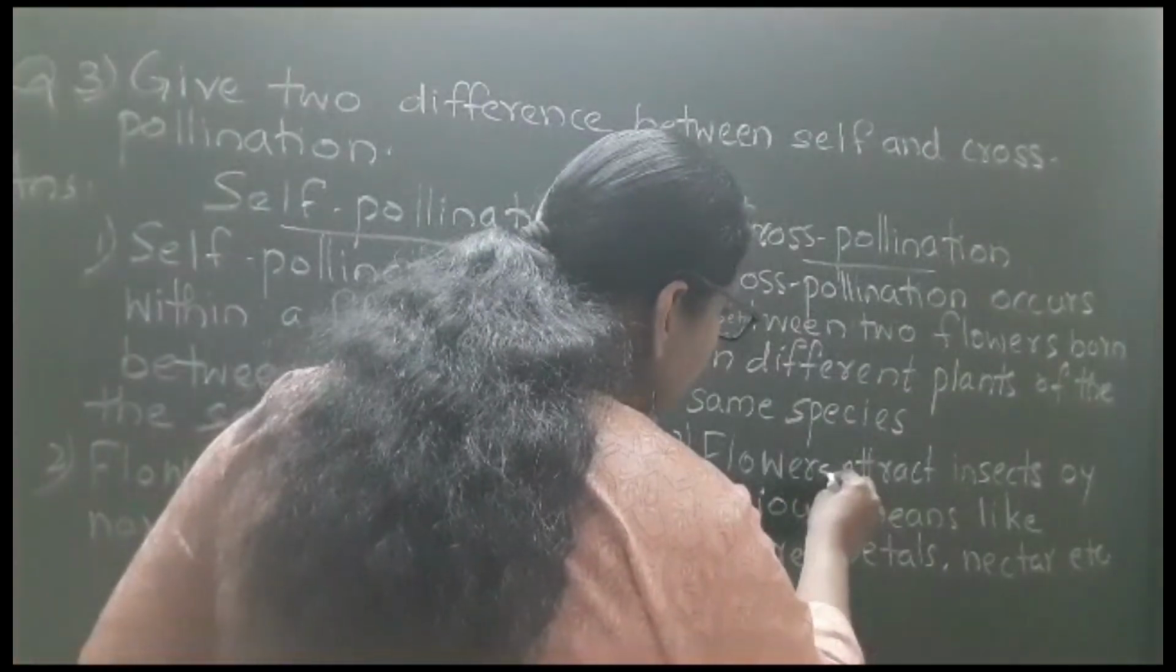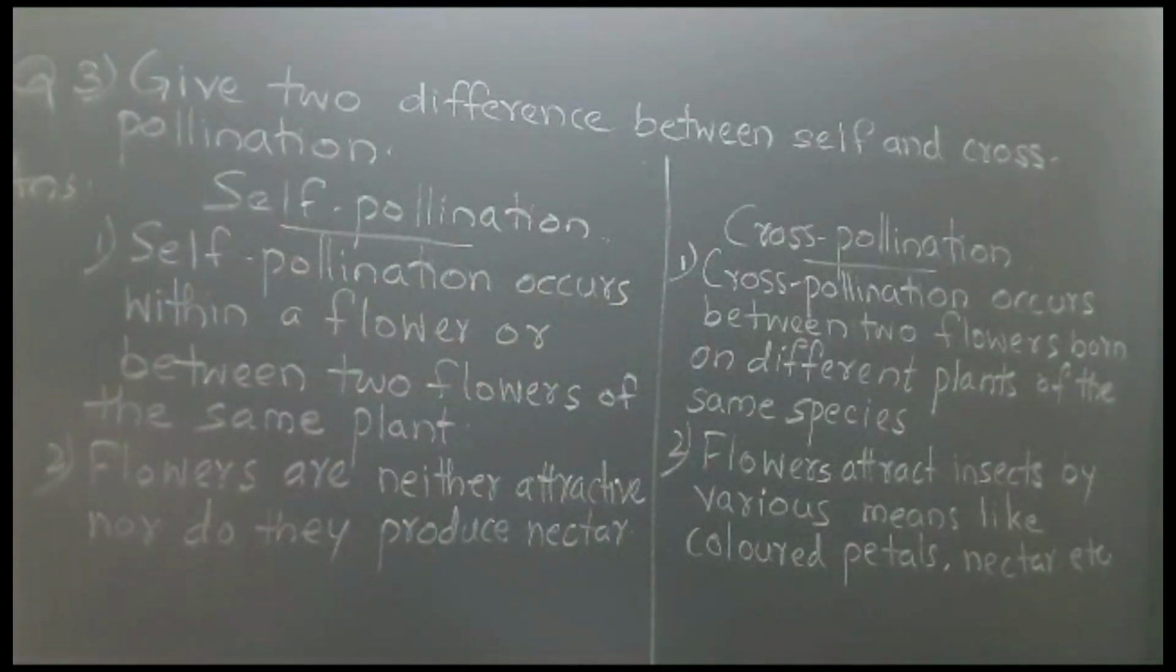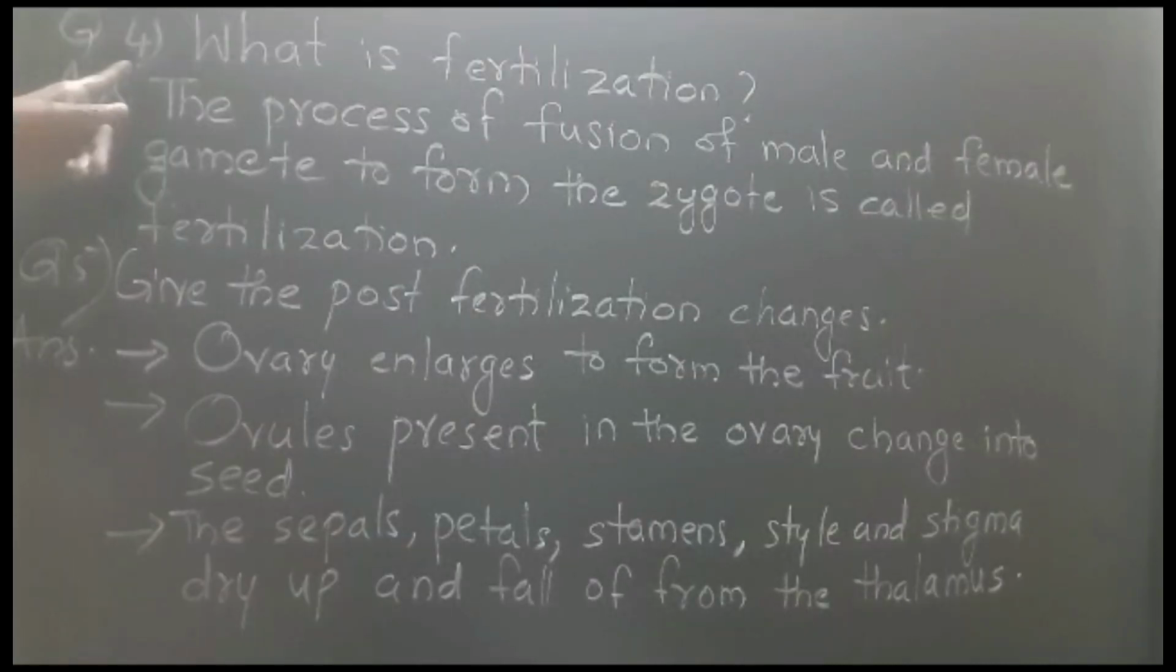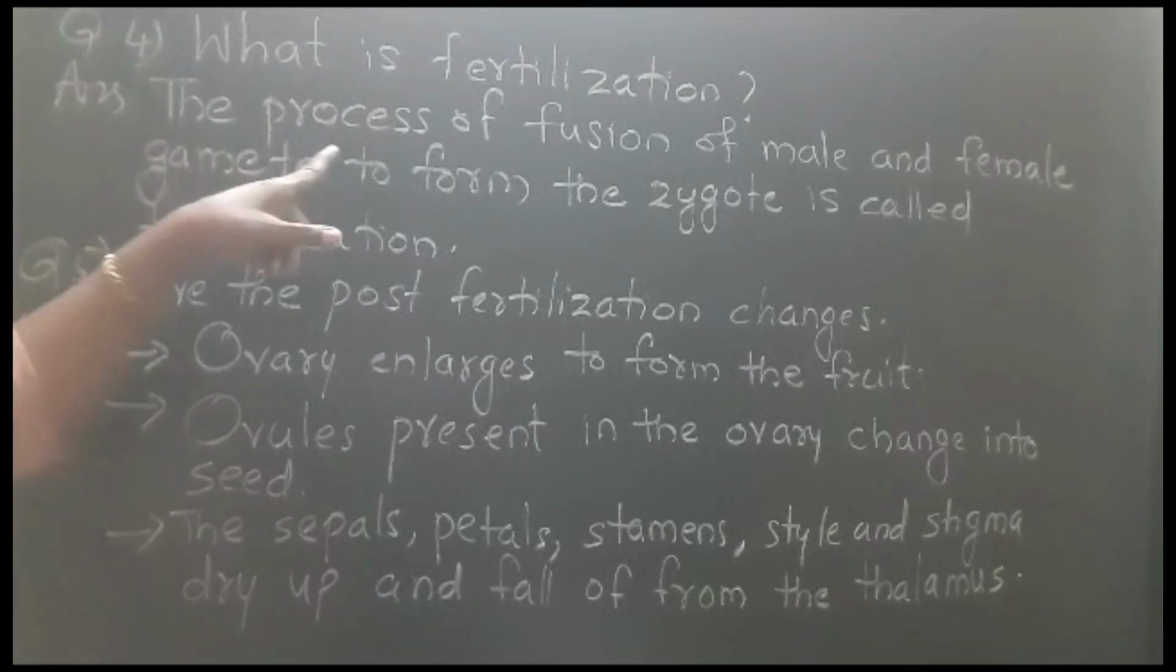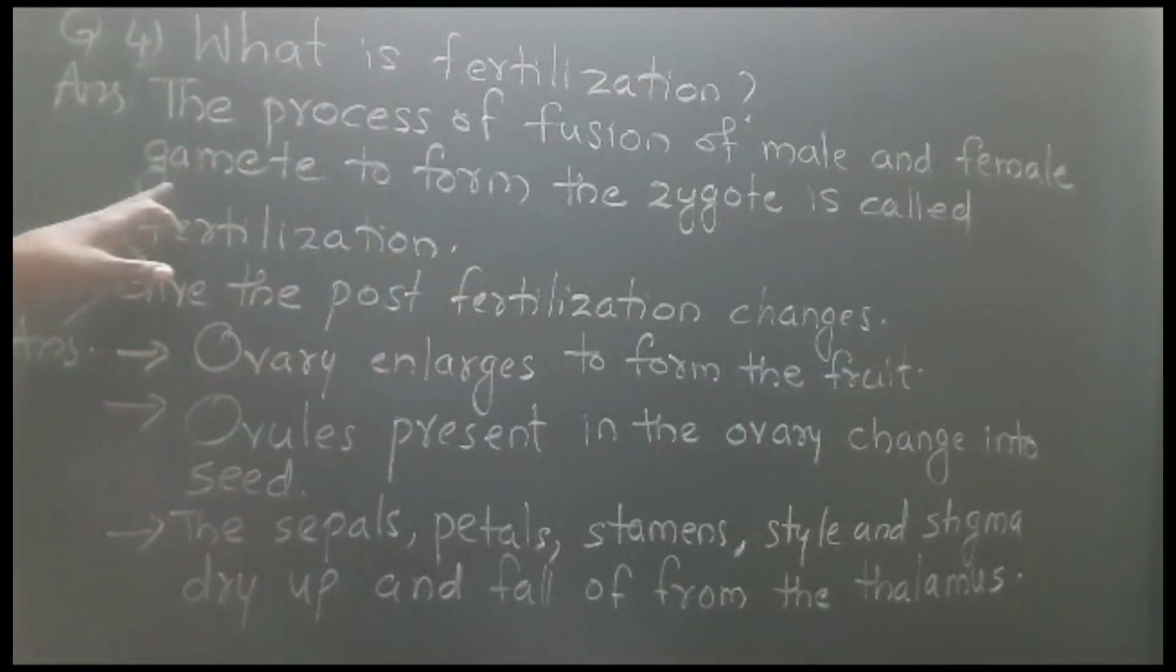Flowers attract insects by various means like colored petals, nectar, etc. These are the 2 differences between self-pollination and cross-pollination. Question number 4. What is fertilization? Answer. The process of fusion of male and female gamete to form the zygote is called fertilization.